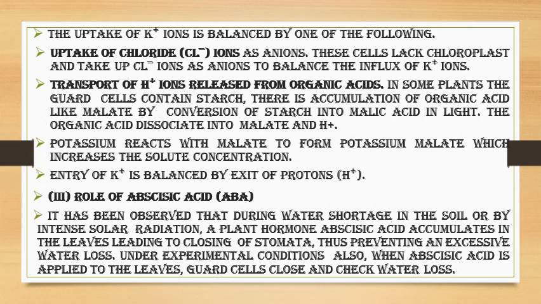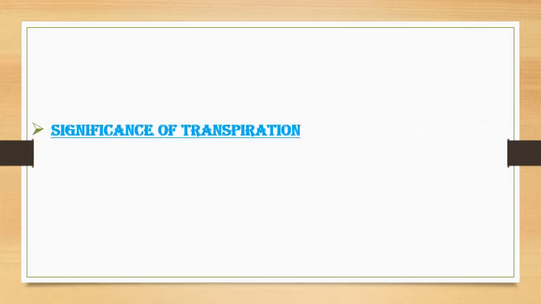So thus preventing an excessive water loss under experimental conditions. Also, when abscisic acid is applied to the leaves, guard cells close and check water loss.